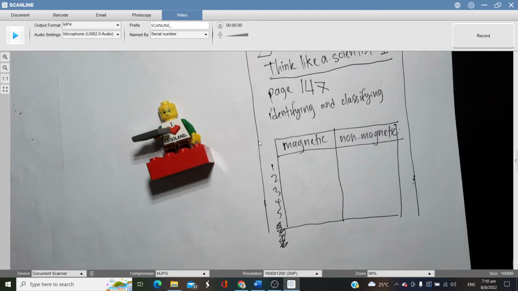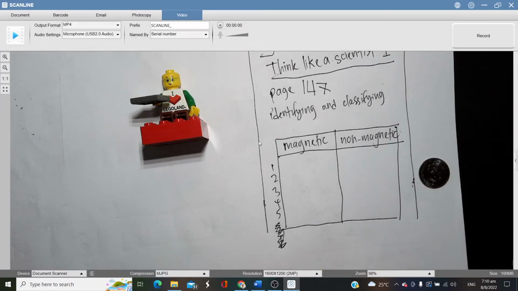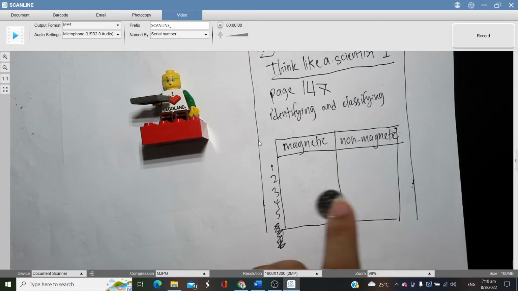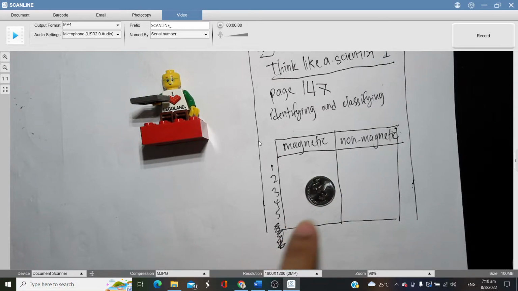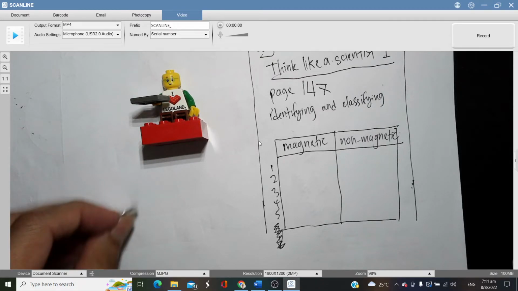And also you need to test. Let's say I've got a coin here. I don't know whether this coin will be magnetic or non-magnetic. So I need to test it. First, identify the material that you need to use. You can predict whether it is magnetic or not, and then you try.